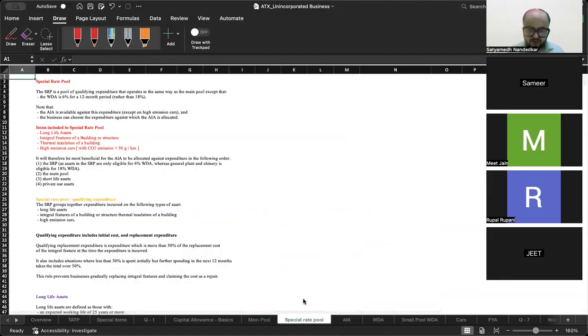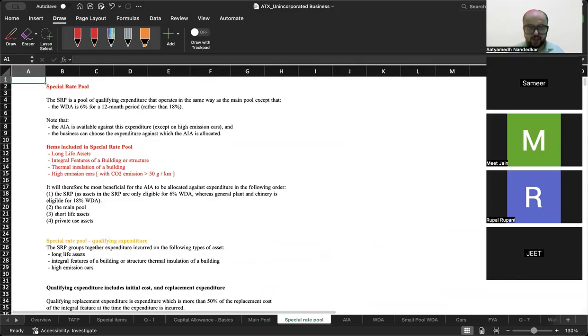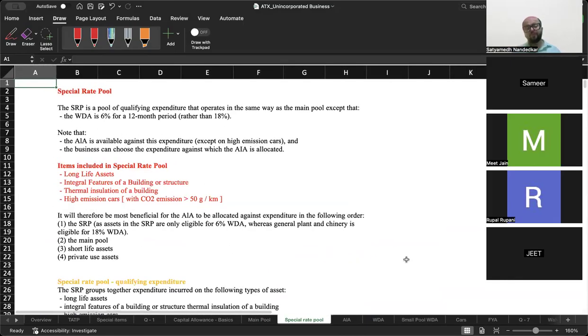Okay. You also have something that is known as the special rate pool. In the special rate pool, there are four items which are included: long life assets, then integral features of a building or structure, thermal insulation of a building, and high emission car.